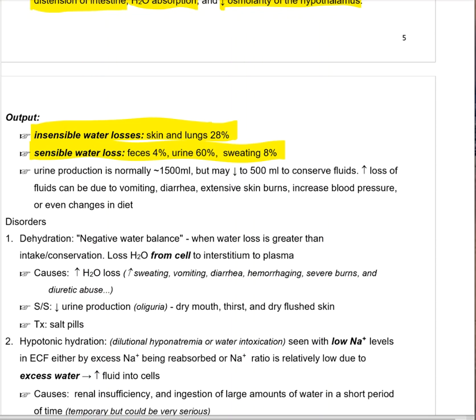It can go down, especially if we need to conserve fluid. So if we're dehydrated, we can put as little water in our urine as possible. We need some because we're getting rid of toxic waste products and we need to dilute those. And we've already talked about some of the fluid loss things when we were talking about hypovolemic shock. Loss of fluids can be due to vomiting, diarrhea, excessive skin burns, increased blood pressure, changes in diet. All sorts of things can change fluid amounts.